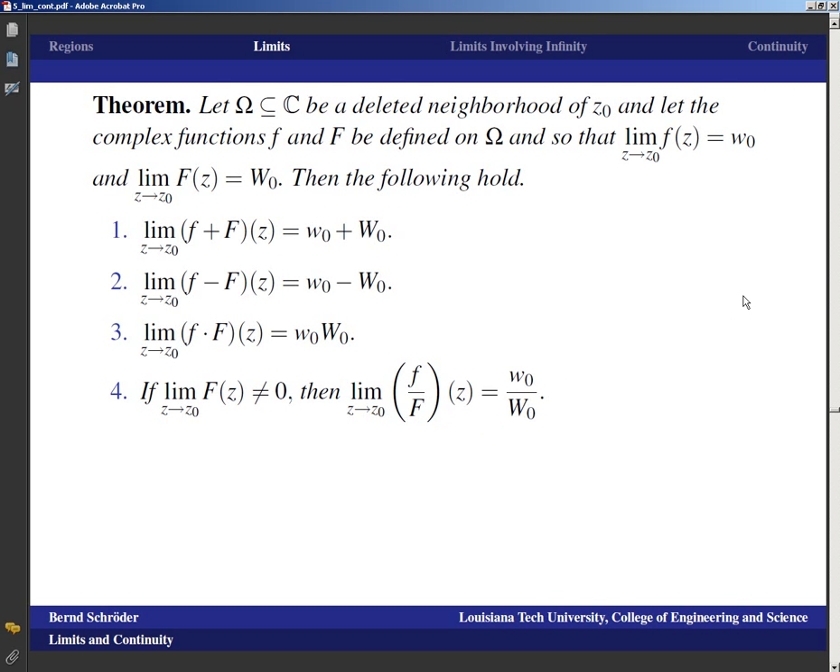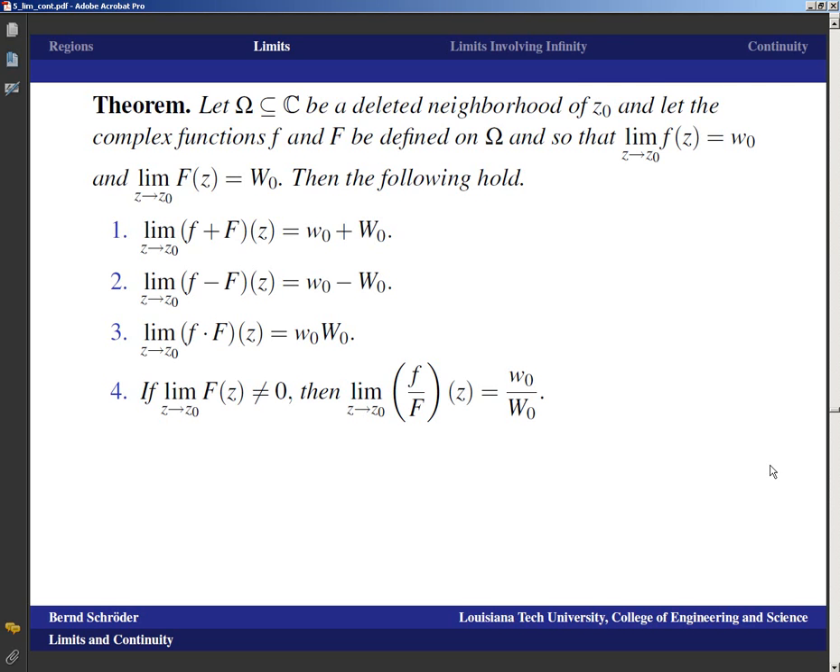So this is a theorem that is very natural and very easy to remember, because basically what it says is that the limit just moves through the algebraic operations, right? The limit of a sum is the sum of the limits. Limit of a difference is the difference of the limits. Limit of a product is the product of the limits. Limit of a quotient is the quotient of the limits, provided that we can form that quotient, which is why we have that capital W0 should not be equal to 0.